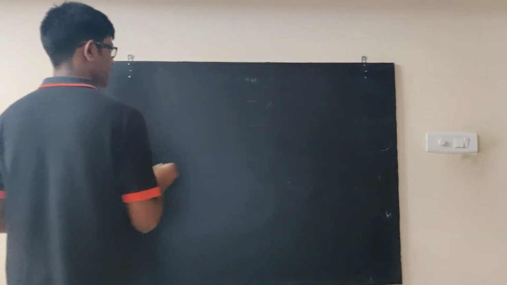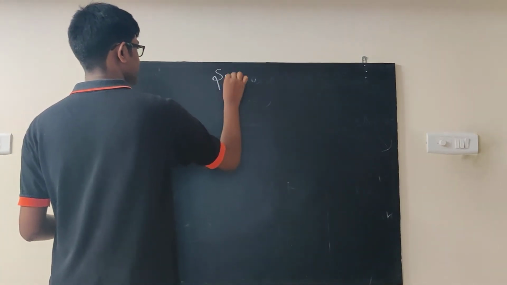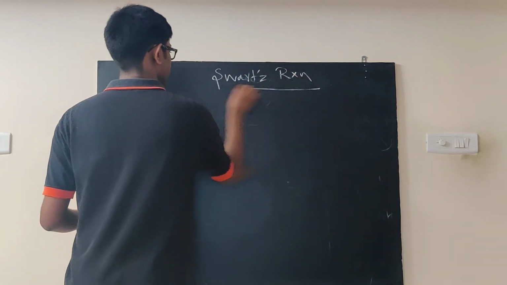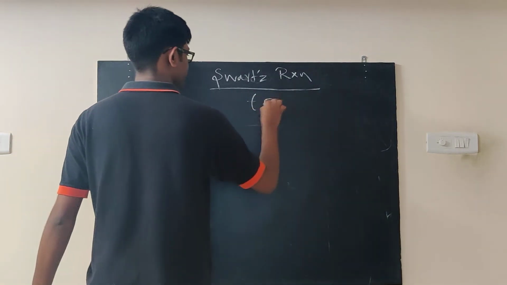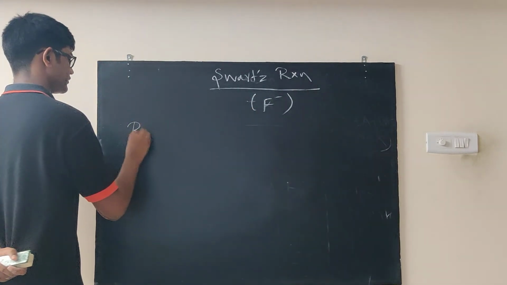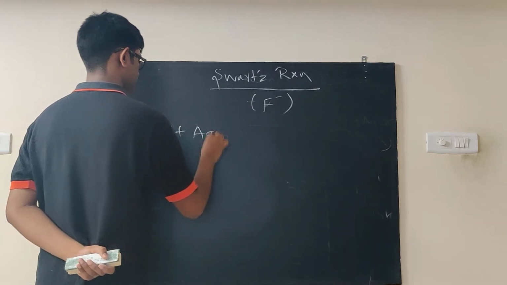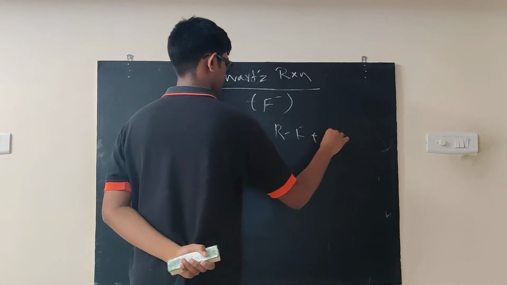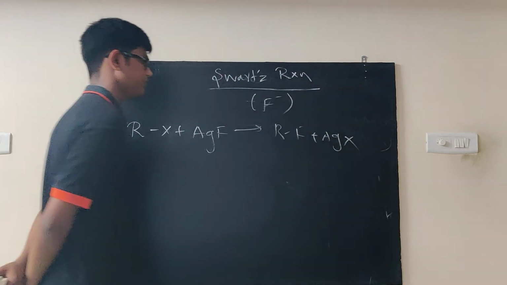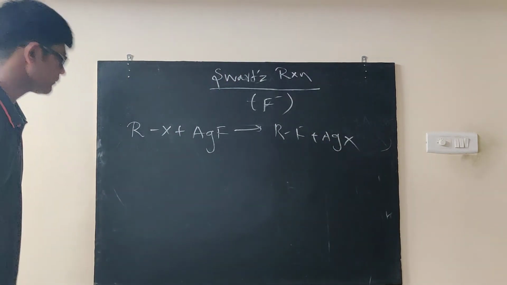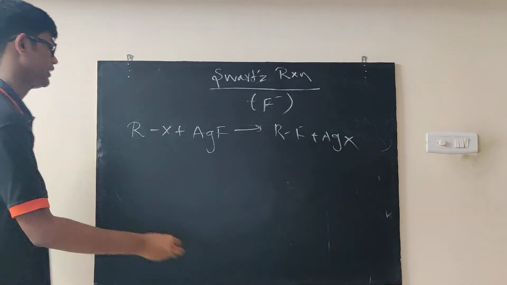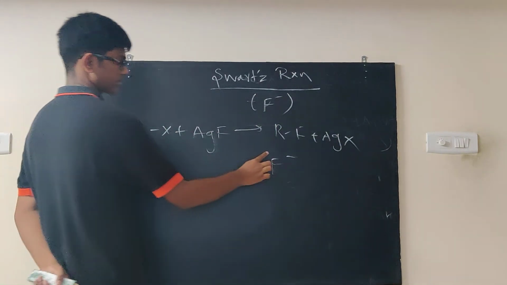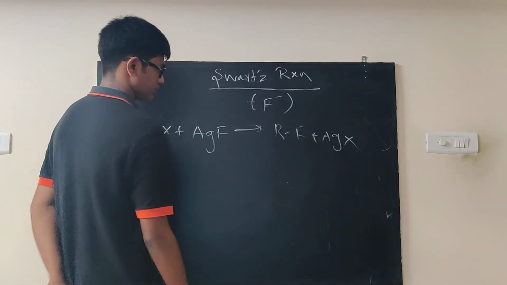The final method of preparation of haloalkanes is the Swarts reaction, basically used to prepare fluorides. What you do is take RX with silver fluoride, and you get RF plus AgX. Super simple reaction. It happens in protic solvents. Why? Because fluoride should be a stronger nucleophile than X minus, which means it should happen in a protic solvent. So even water itself is generally enough for this reaction.